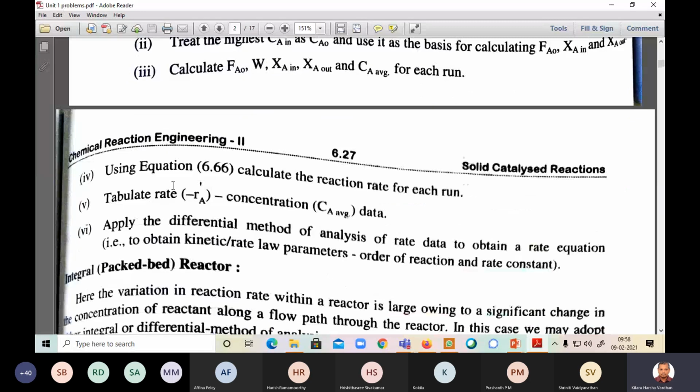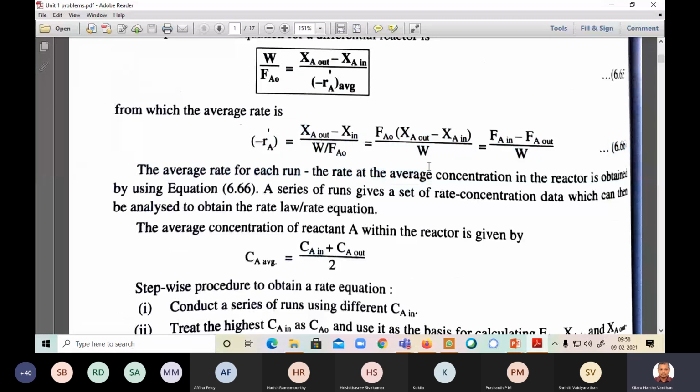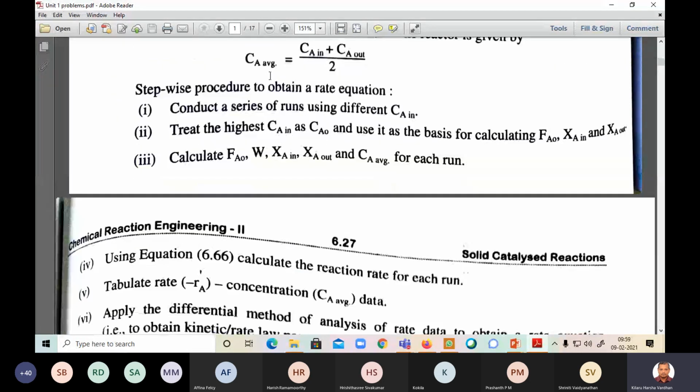Using equation 6.66, calculate the reaction rate for each run. You substitute Ca in, Ca out, Fa in, Fa out divided by W, and get different rates. Once you get the rates, now you know the Ca values and the Ra values. We don't know the order of the reaction, so then we go for a differential method.